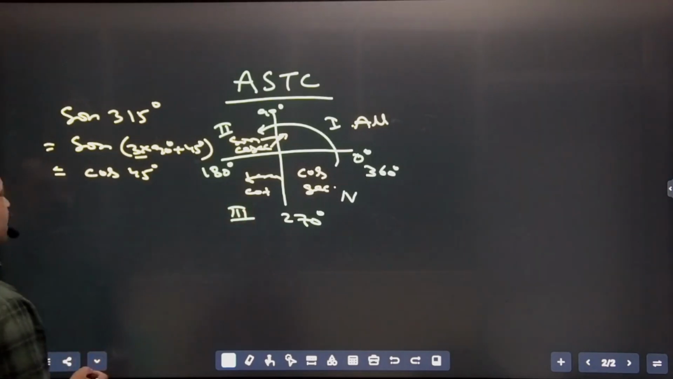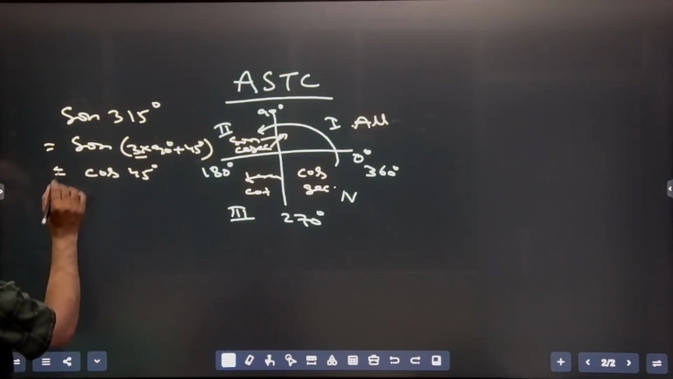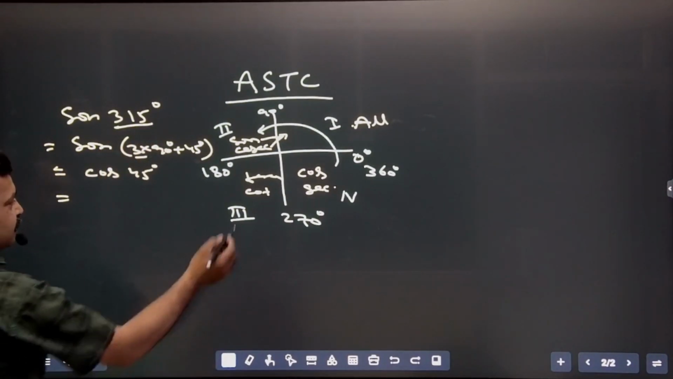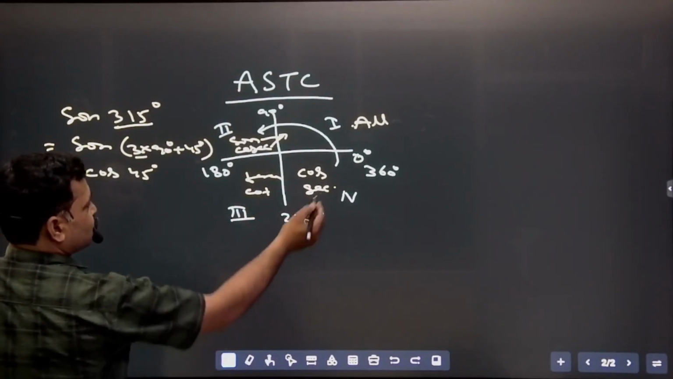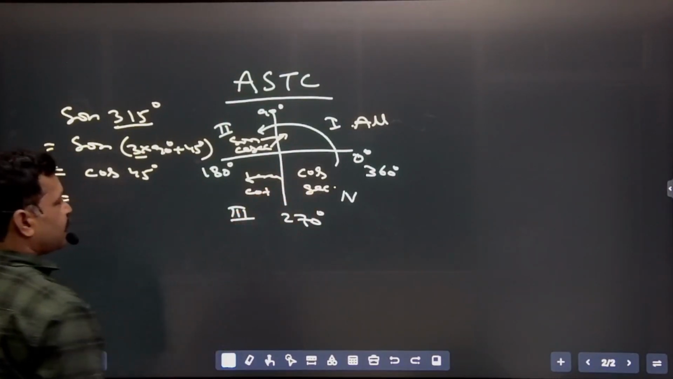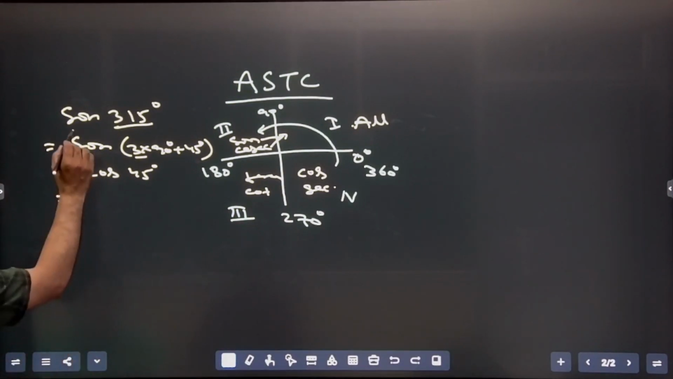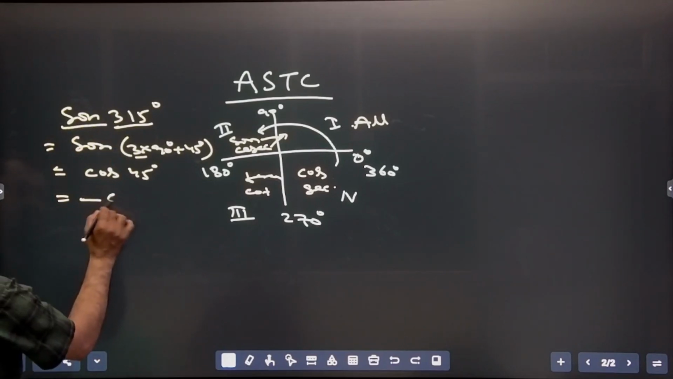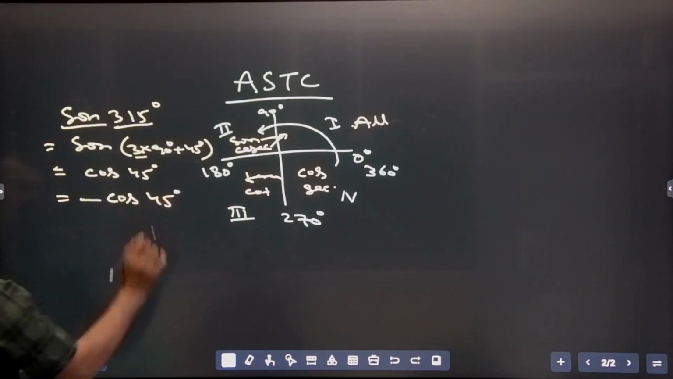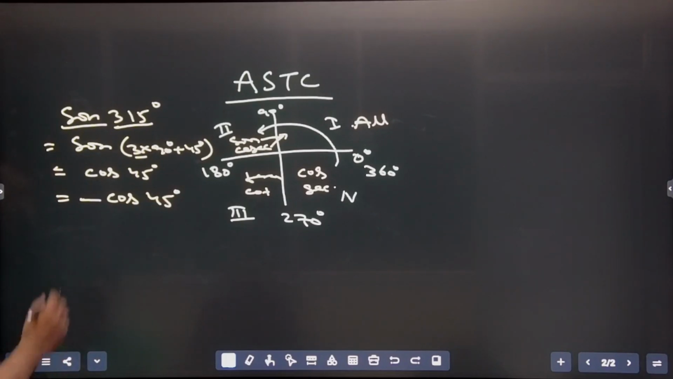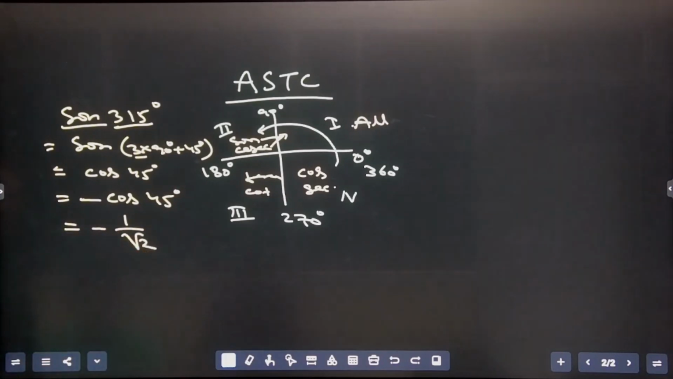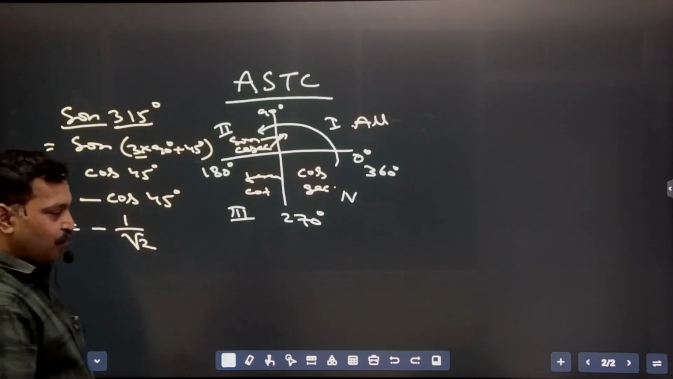So in the similar manner, if we put this rule in this example, we will get 315 degree lies in fourth quadrant. So in this quadrant, cos and sec are positive. So here we have sine, so this will be negative. So finally we find sine 315 degree is equivalent to minus cos 45 degree, and this value will be minus 1 by root 2.